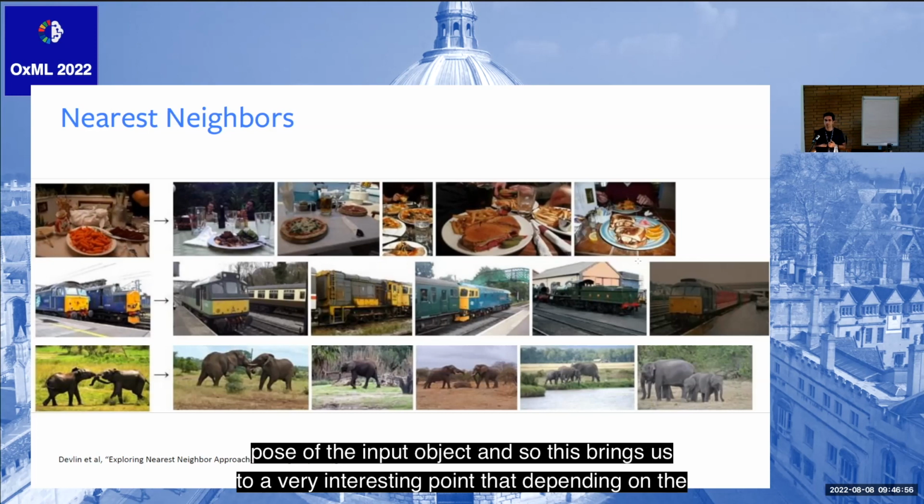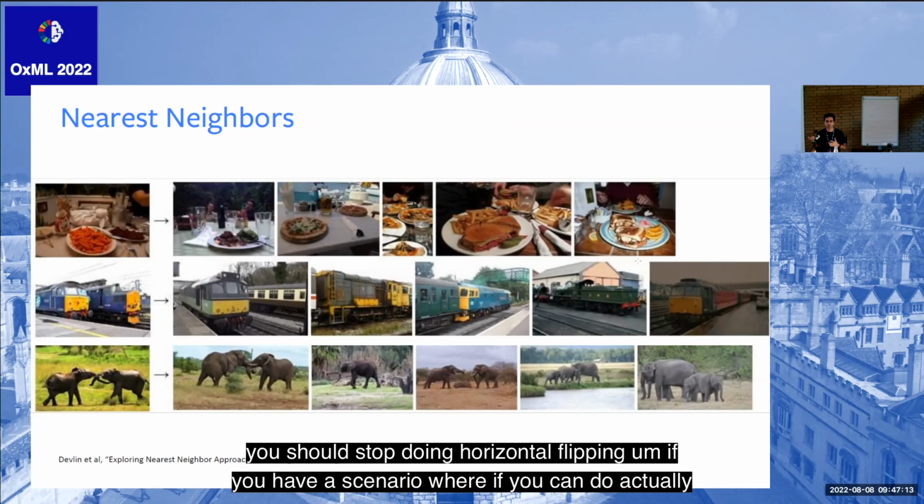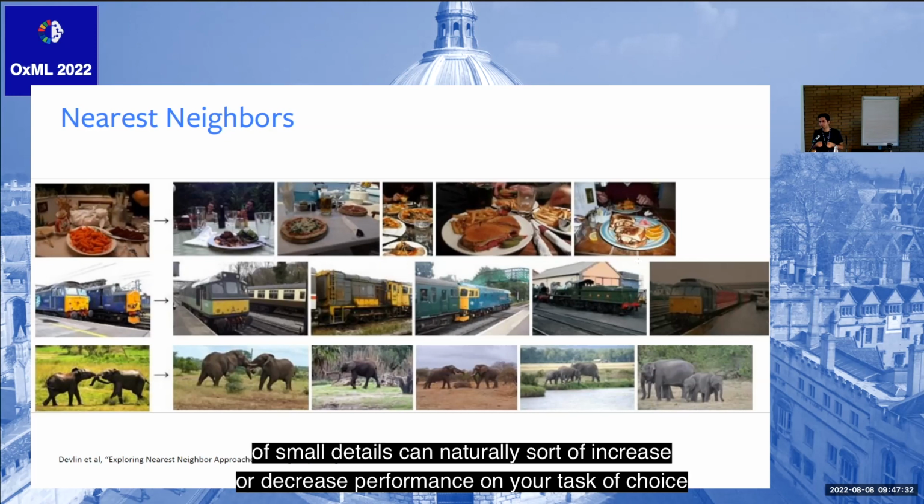And so this brings us to a very interesting point: depending on the particular task that you have at hand, the way that you're training the ConvNet is actually going to matter a lot. If you care about recognizing trains that are facing a particular direction, then you should stop doing horizontal flipping. If you have a scenario where you can do vertical flipping, and that's not changing the semantics of the input image, then that's fine too. But these are things that depend on your application. Even for a simple problem like image classification, paying attention to these types of small details can naturally increase or decrease performance on your task of choice.